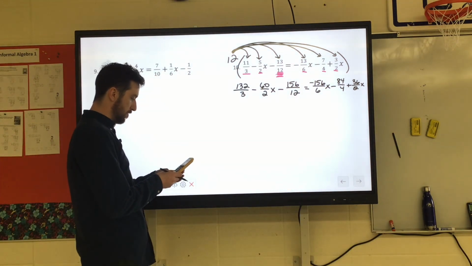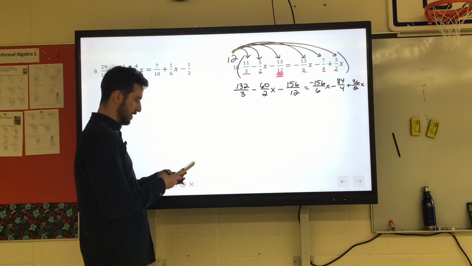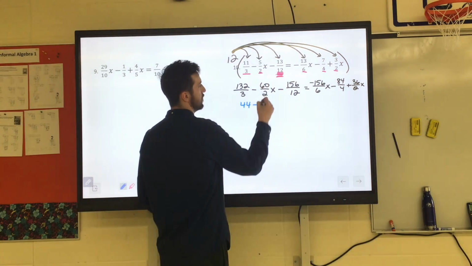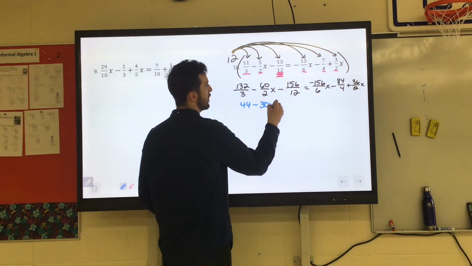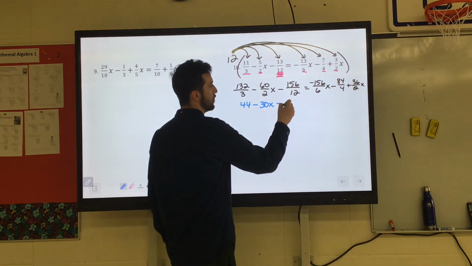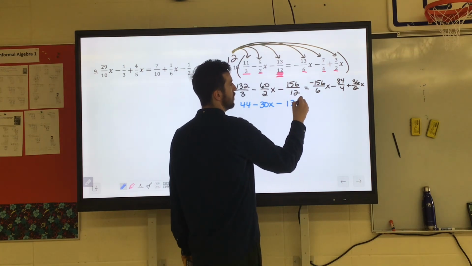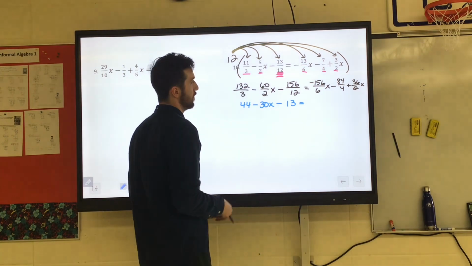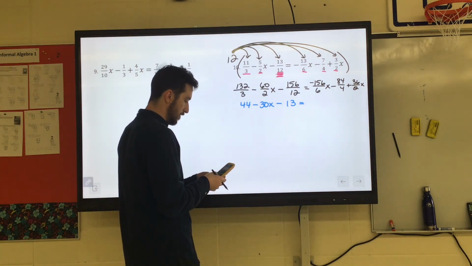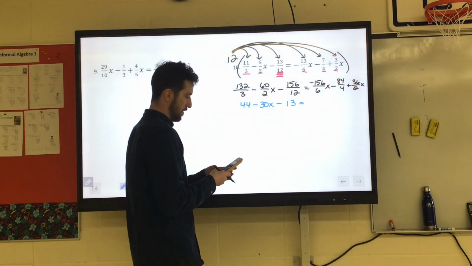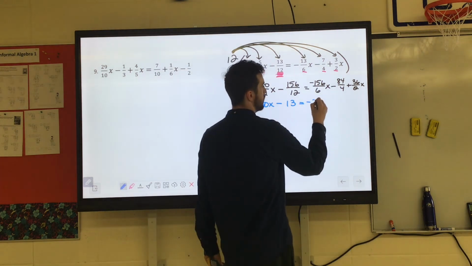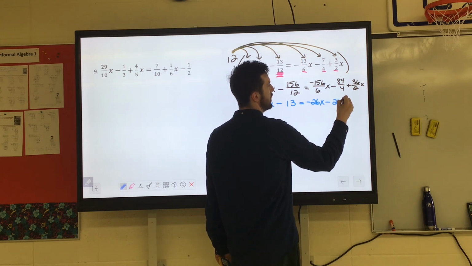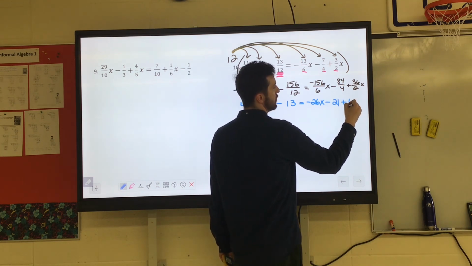132 divided by 3, 44. 44 minus 60 divided by 2 is 30. 156 divided by 12 is 13, negative 13. Negative 156 divided by 6, I believe, is 26, negative 26x. 84 divided by 4 is 21, 36 divided by 2 is 18.